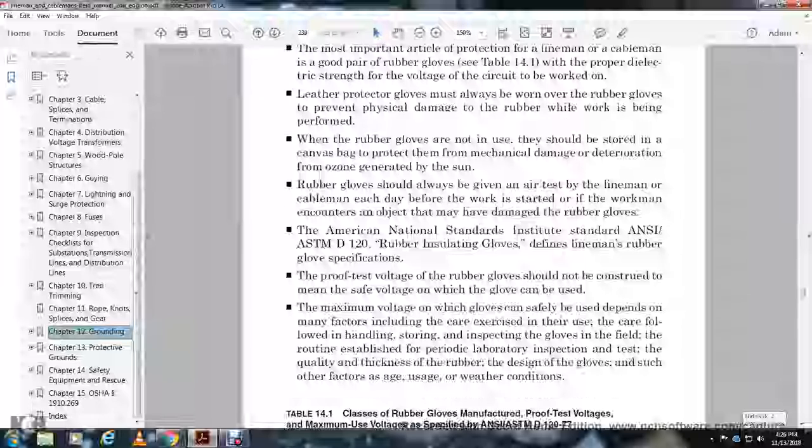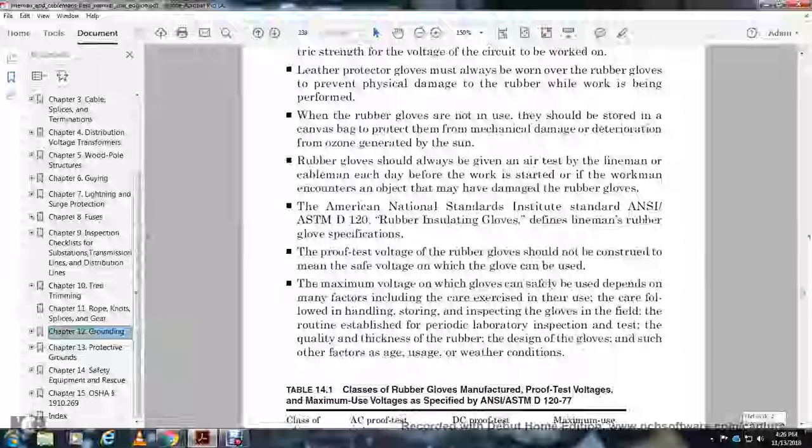as the safe voltage for the glove. Construed means the maximum voltage at which the glove can safely be used, which depends mainly on factors including the care exercised in their use, the care followed in the handling, storage, and inspection of the glove in the field, and the routine established with periodic laboratory inspection and testing of the quality, the thickness of the rubber, the design of the glove, and other factors such as age, usage, and weather condition.